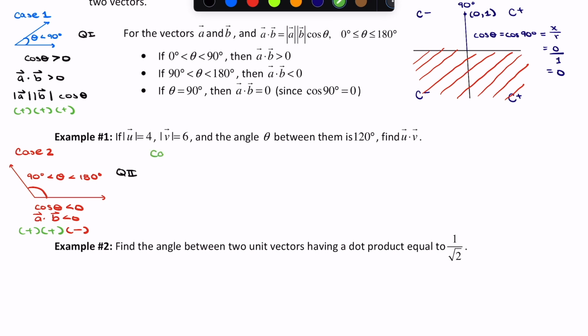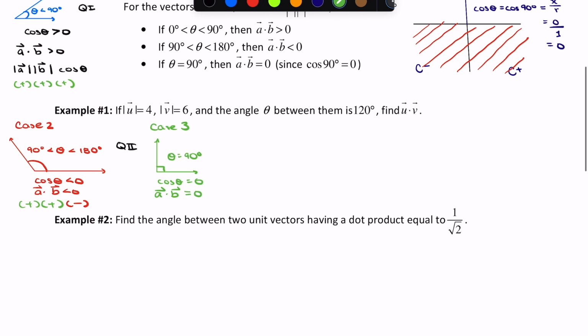Okay, and then case number 3 is if theta is exactly 90 degrees. Here, cos theta will be equal to 0, based on what we looked at in the diagram we drew at the top. And so vector A times vector B will also be equal to 0. And so here we will have positive, positive, and then cos theta being 0.